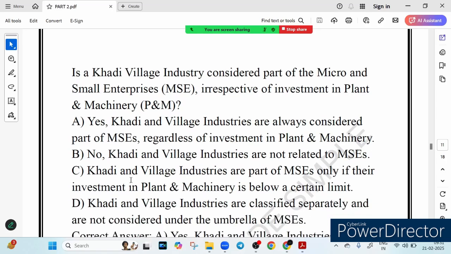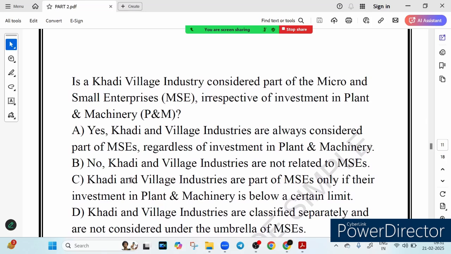Now the question is: is Khadi and village industry considered part of micro and small enterprise irrespective of investment in plant and machinery? What do you think? Option A says yes, option B says no, option C says let's discuss. So let's answer this question. Option A says that yes, Khadi and village industries are always considered a part of MSE regardless of investment in plant and machinery. This is absolutely correct.